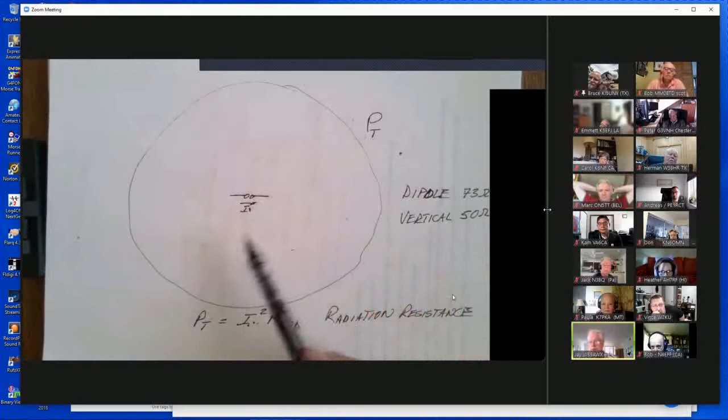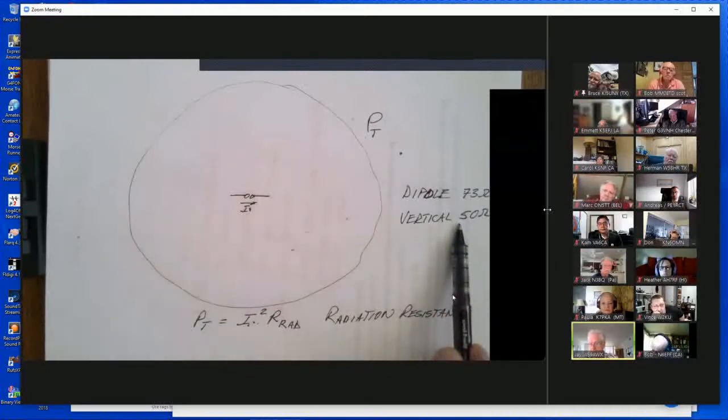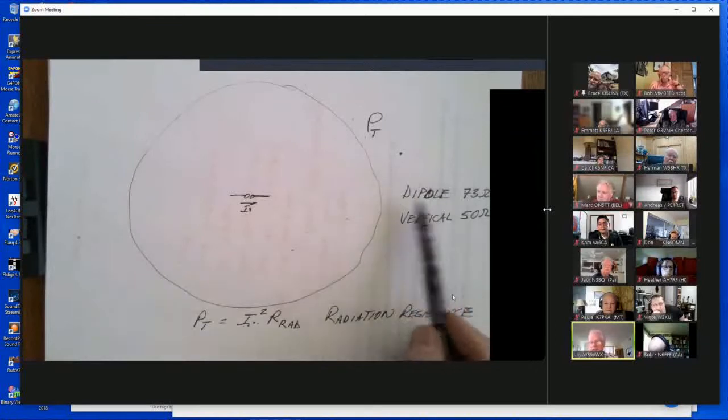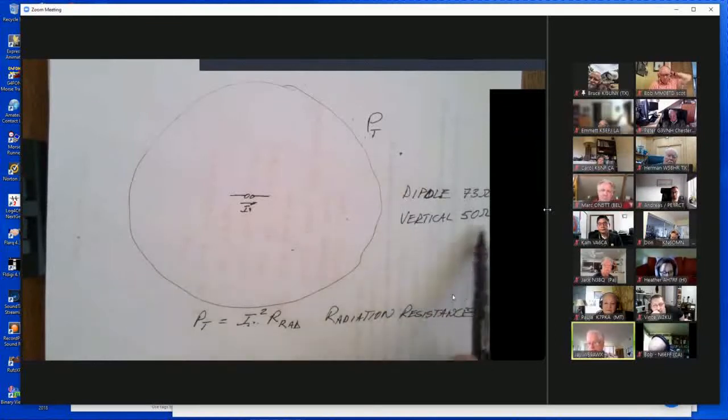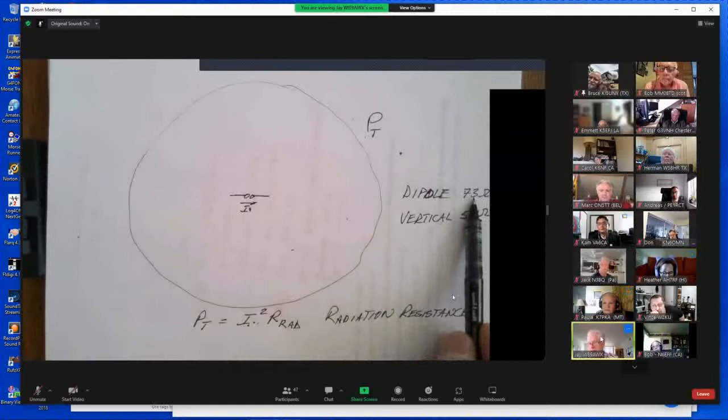If most of your energy is going into radiation resistance, the same power going into a vertical, a quarter wave vertical, will give the same power output as if you put it in a dipole. There are differences in the radiation pattern and things like that, but the current is different. If I put 50 watts into 73 ohms, it's a smaller current, and it balances that out.